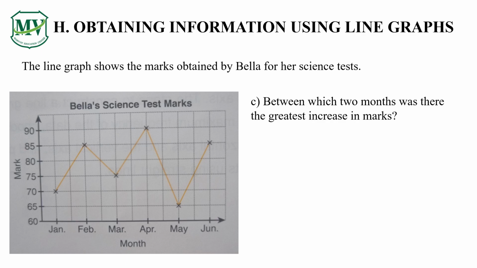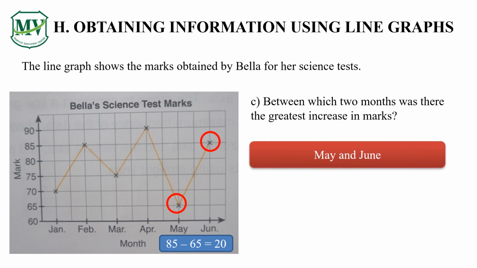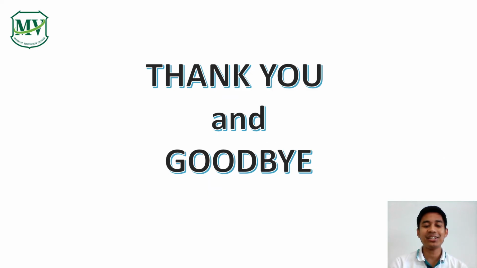Another question. Between which 2 months was there the greatest increase in marks? In January and February, the increase is 15. In March and in April, the increase is 15. In May and in June, the increase is 20. That means the 2 months with the greatest increase is between the months of May and June. And that is the end of this video.